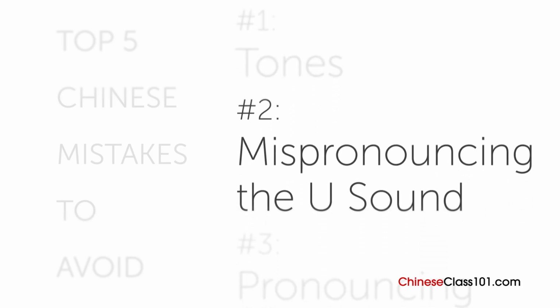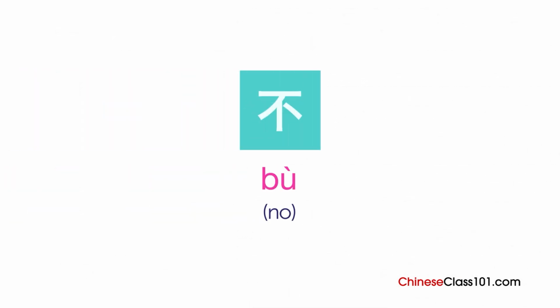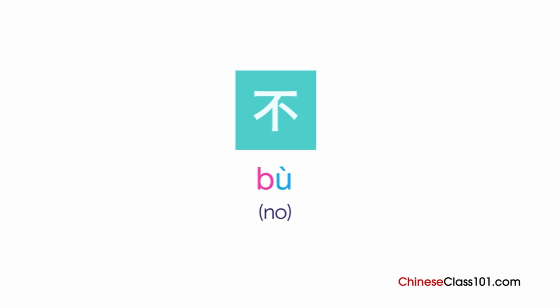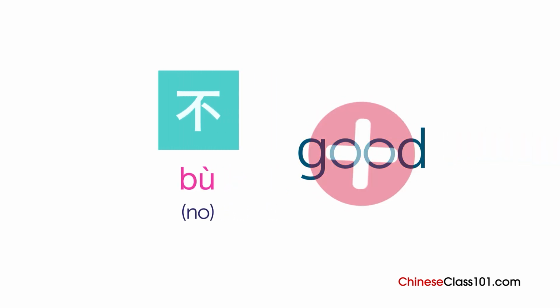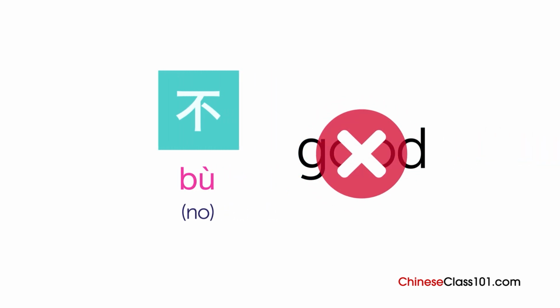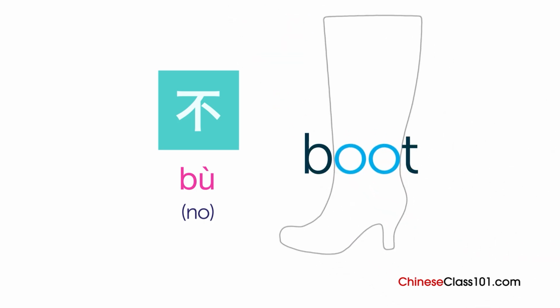Number 2. Mispronouncing the U sound. English speakers tend to read the pinyin U like the double O in good. This is incorrect. It should be more like the double O sound in the word boot.